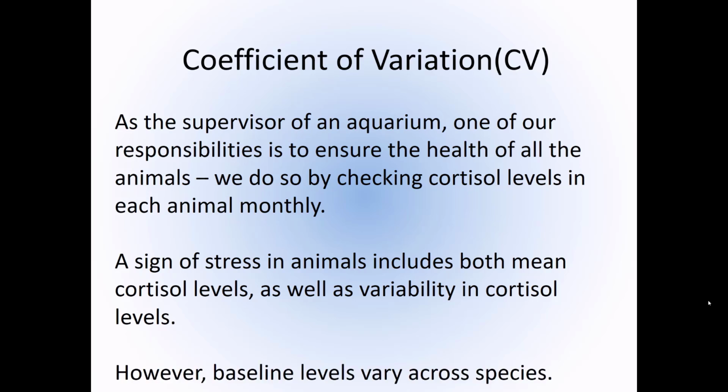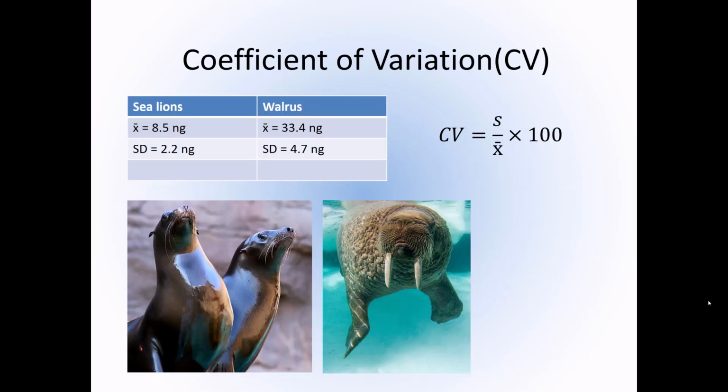But one of the tricks is the baseline of cortisol for our animals is going to vary based on species. Some animals just tend to have higher cortisol levels than others. Let's say that we're interested in a couple of our marine mammals here, sea lions and walruses, and we notice that the walruses tend to have a much higher average cortisol level than our sea lions. But we're interested not only in the average level, but how much variability there is. How much fluctuation do they have in their stress?